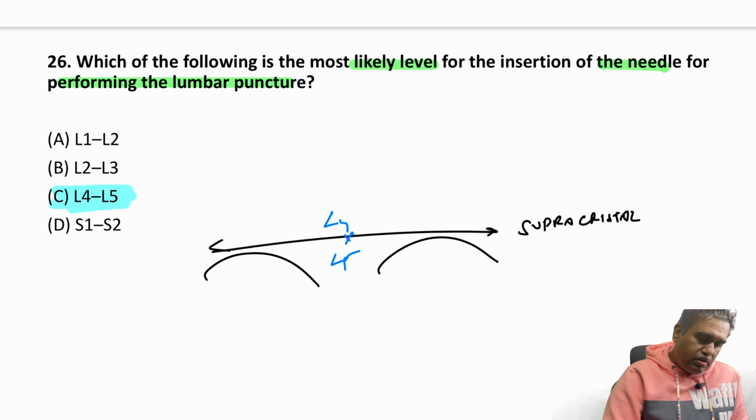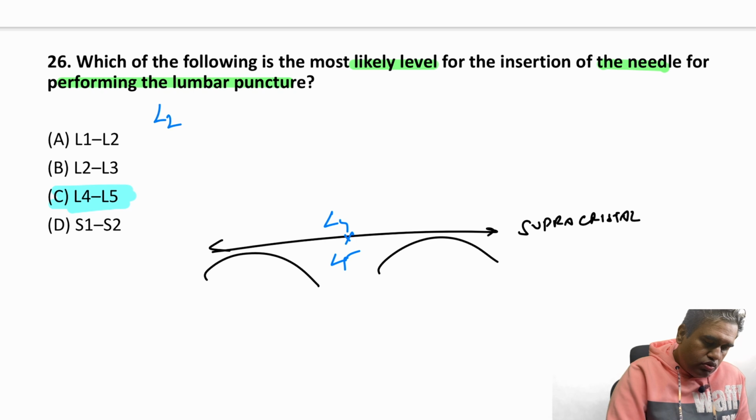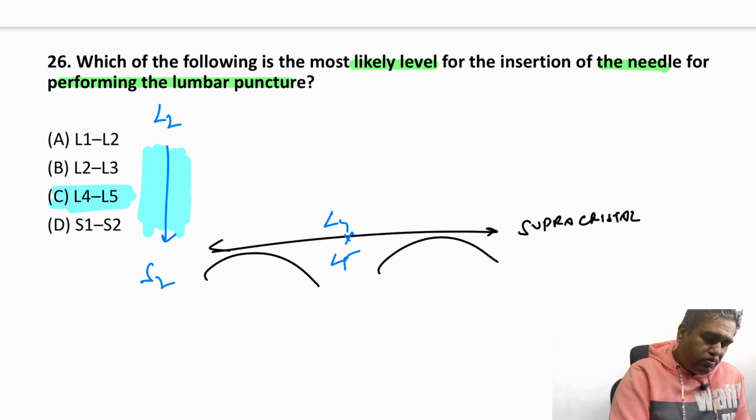Okay. So we should know that the spinal cord ends at around lower L1, and then below L1 there is a lumbar cistern which is around S2. So you can say from L2 to S2 we mainly have what? We mainly have the cerebrospinal fluid. Okay, and obviously the cauda equina.